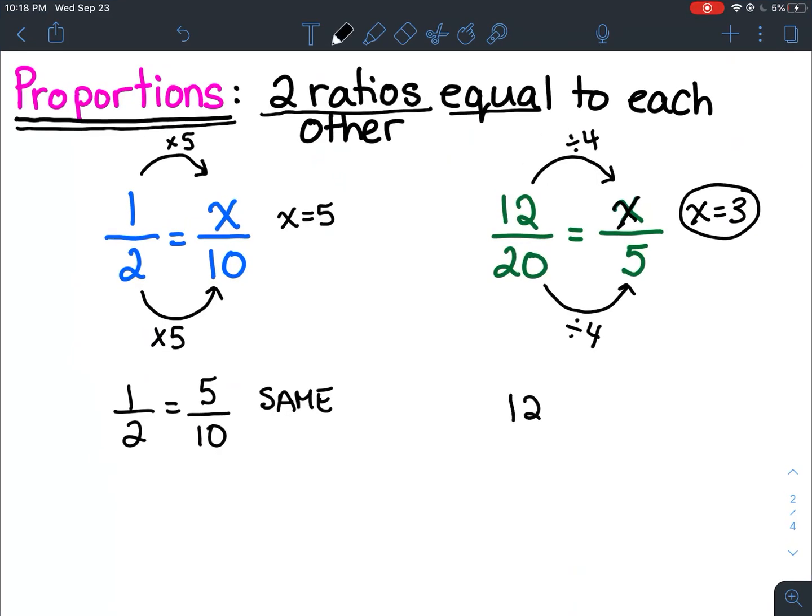And those are equivalent ratios. So 12 over 20 is equal to 3 over 5. They're equivalent, or the same.